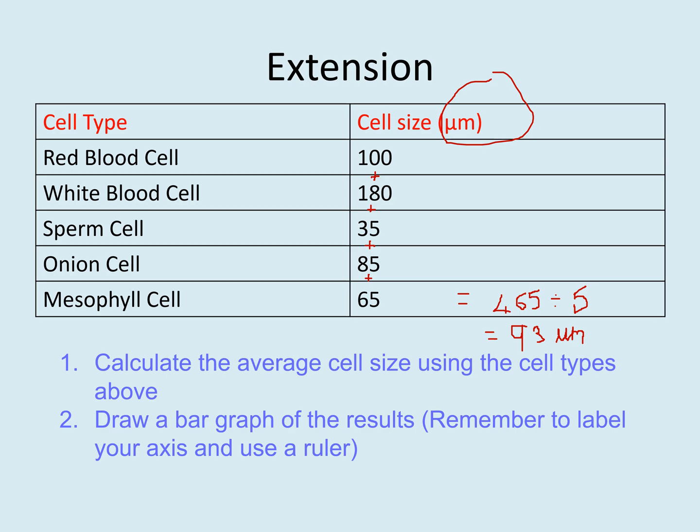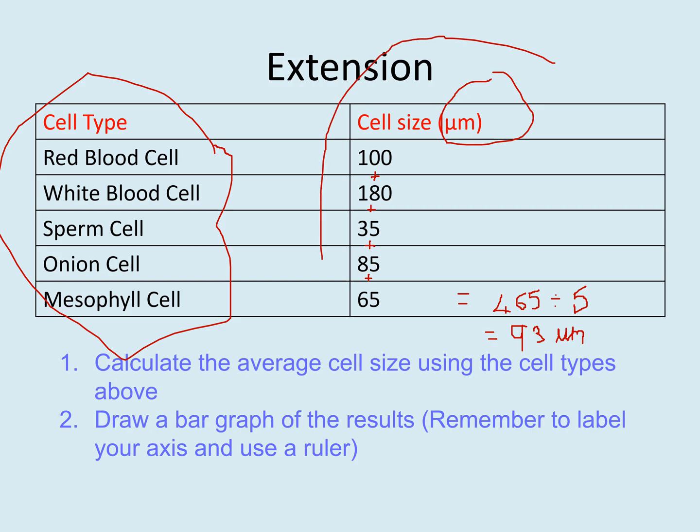For the next part of this question, you need to draw a bar graph with your results. So you need to work out what's going on your x-axis and what's going on your y-axis. On your x-axis, it's always going to be this first column, what you have controlled, and on your y-axis, it'll then be what you have measured. So in this case, it will be cell size. So let's go over how you would plot a bar chart, as best as I can with the slideshow.